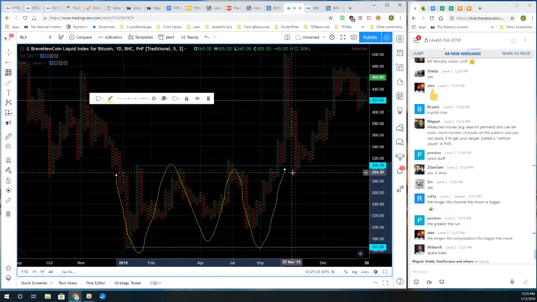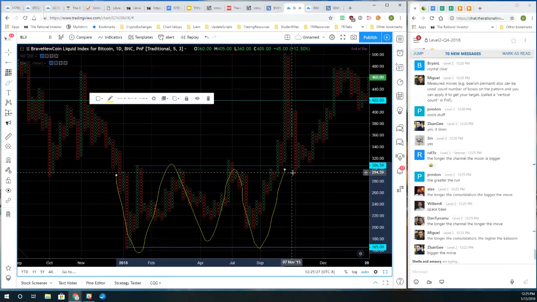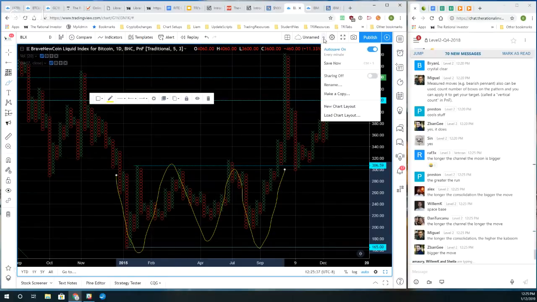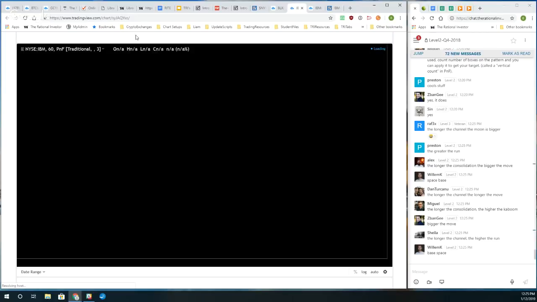Space base: the longer the consolidation, the bigger the move, right? Or the longer the channel, the bigger the run. So here's another way for you to think about channels. I don't know whether I can do it here. I might blow up my computer, but let's see if I can show you.